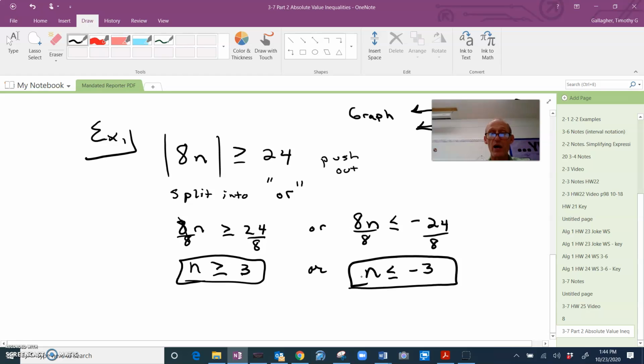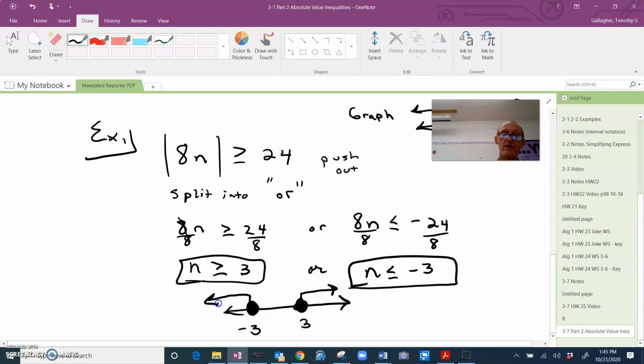So this problem is pushed out because 8 times a number is greater than or equal to 24, the absolute value of that number. So it's going to be pushed out. So the graph, here's 3, and I'm going to fill this one in because it's greater than or equal to, and here's negative 3. So the OR problem, n greater than or equal to 3, or n less than or equal to negative 3. That's that part.